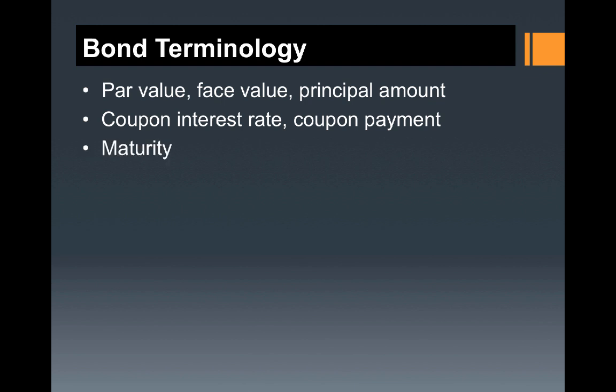The maturity is also called the maturity date of the bond. It's the time remaining until the repayment date. It is the term of the bond, and the maturity date is either 10 years from now, 20 years from now. It's when the bond matures. The issue date is when the bond is issued.